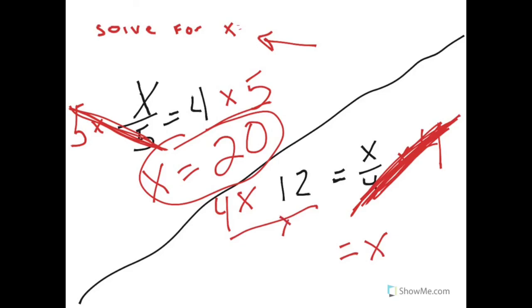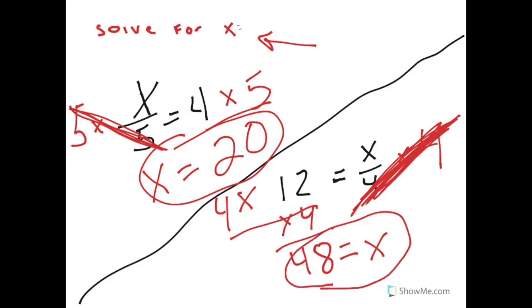We need to solve. Let's do the math here. 4 times 2 is 8. 4 times 1 is 4. X equals 48.